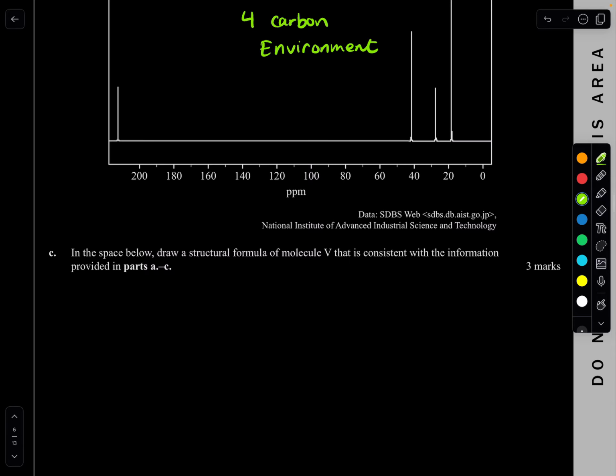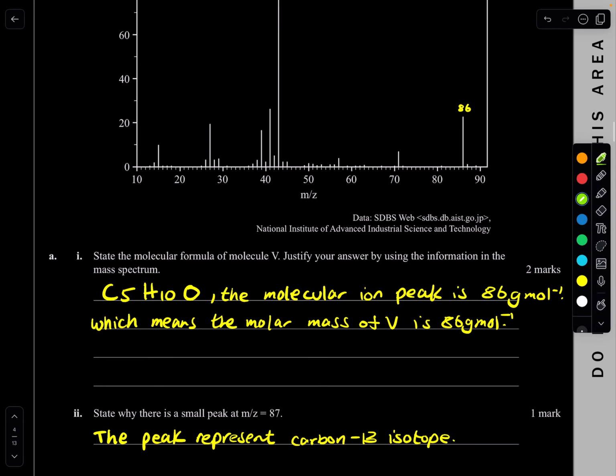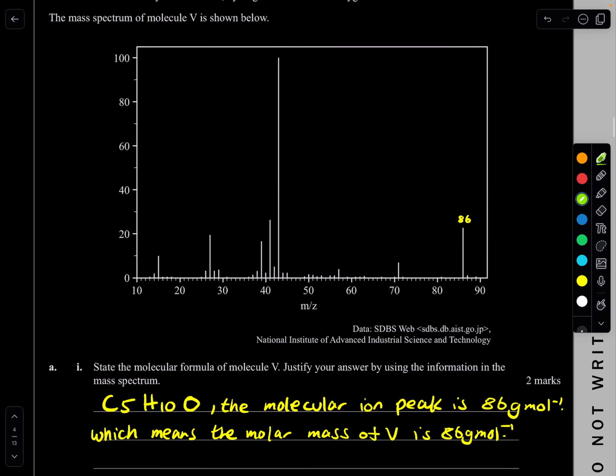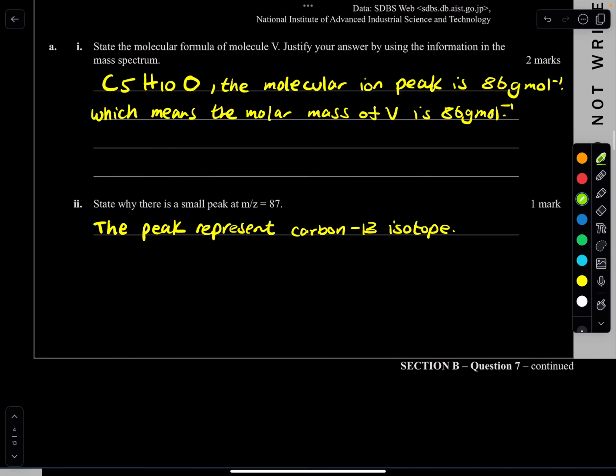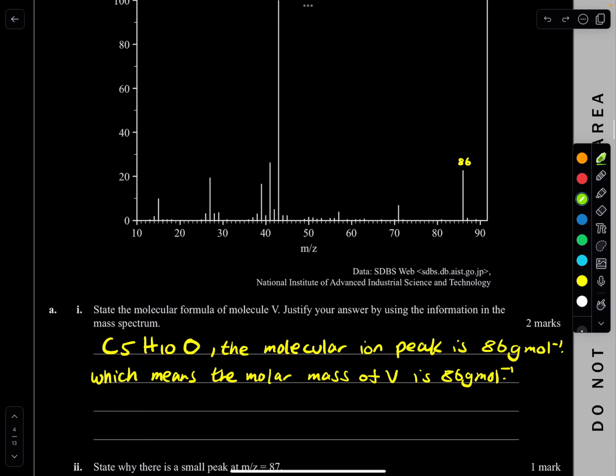In the space below, draw a structural formula of the molecule that is consistent with the information provided in parts A to C. Alright, so how would I draw? Well, let's think about the possibilities first. We know it has this molecular formula. So it could be a ketone, because a ketone normally has one oxygen. Or it could be an alcohol, an OH. It could also be an aldehyde. So it could be a lot of things.